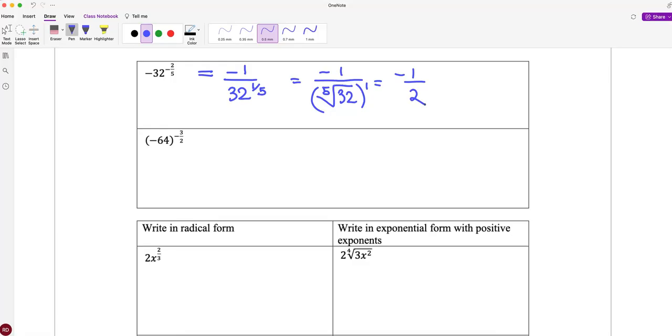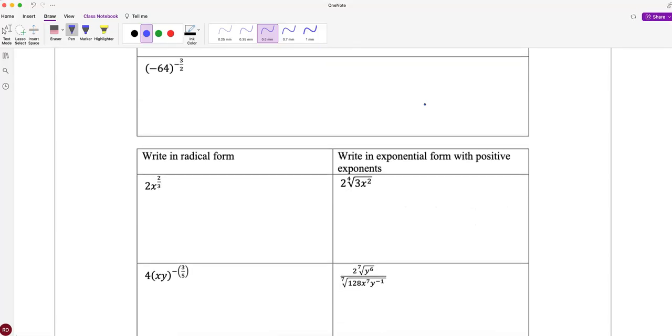Negative 64 to the negative 3/2 power. So this is 1 over negative 64 to the 3/2. That bottom is the root, so it's 1 over the square root of negative 64 cubed, and this is not real because we cannot take the square root of a negative number.